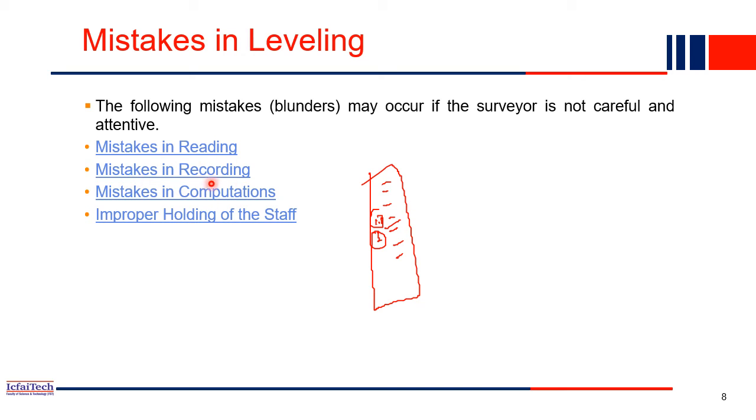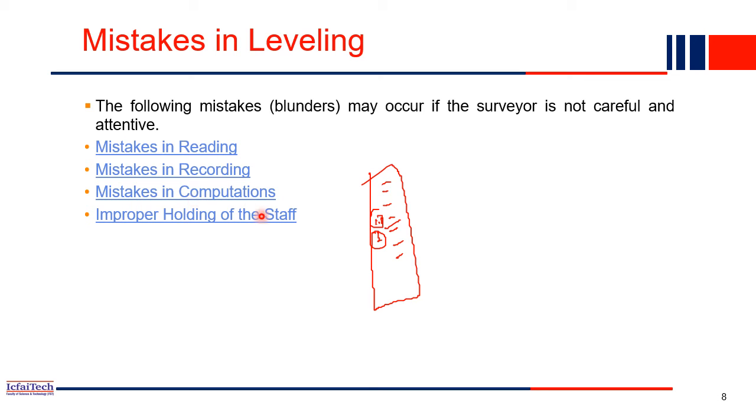Next one is mistakes in recording. Once the surveyor says, okay, this is the 4.25 reading, immediately one more person will be there who will be recording this reading. So maybe he will write 4.3, or maybe he puts this value into some other column, not in the appropriate column. Then again the error will be introduced.